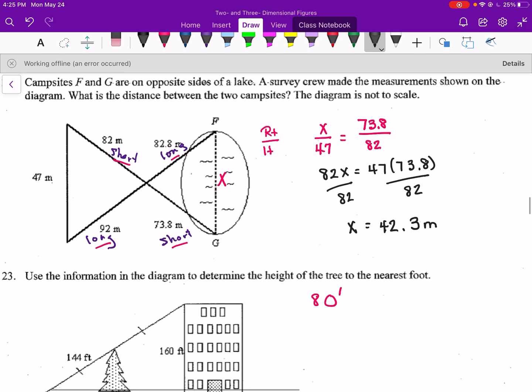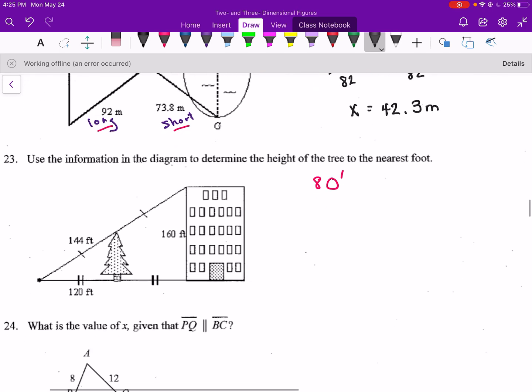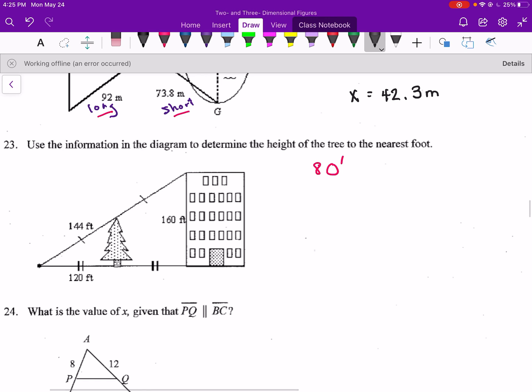Number 23 is also using similar figures. We're looking for the height of the tree in this one. I have a small triangle and a large triangle, if you look at the picture. So that's how I'll set up my proportions.